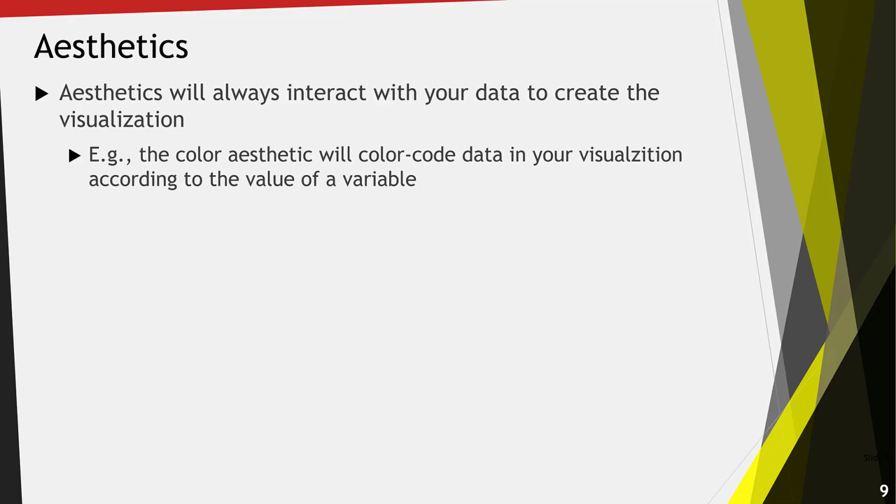It's important to understand how aesthetics work in ggplot. Remember that aesthetics will always interact with your data to create the visualization. So for example, the color aesthetic is going to color code the data in your visualization according to the value of a variable. Likewise, the size aesthetic will change the size of points in your visualization corresponding to the value of a variable that you specify.